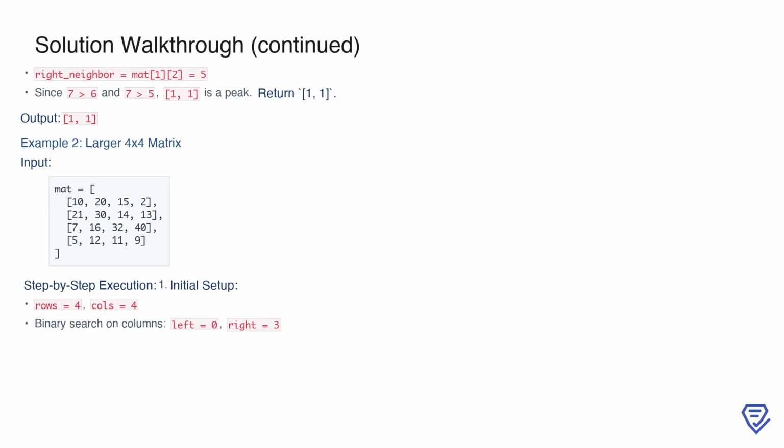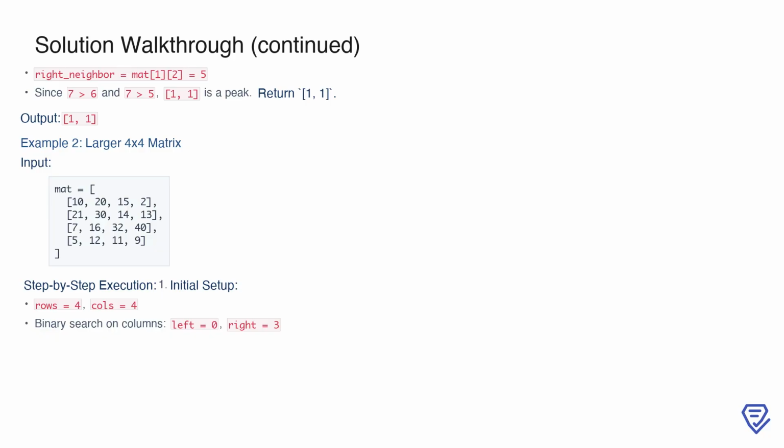Since 7 is greater than both its left neighbor, 6, and its right neighbor, 5, we can conclude that 7 is a peak. The peak is located at position (1, 1), which we return as the output. This demonstrates how the binary search algorithm efficiently finds a peak in the matrix.